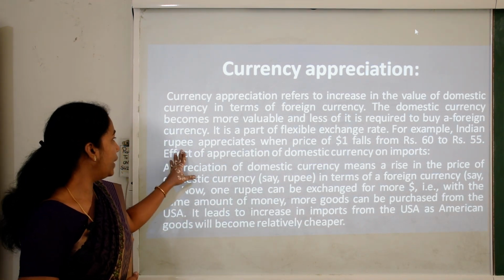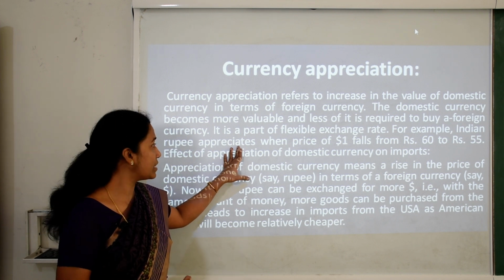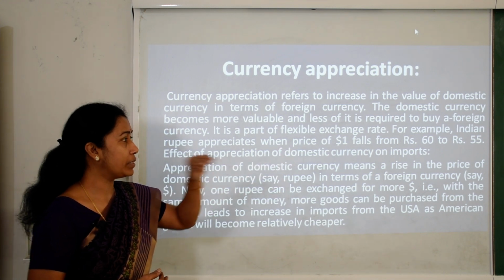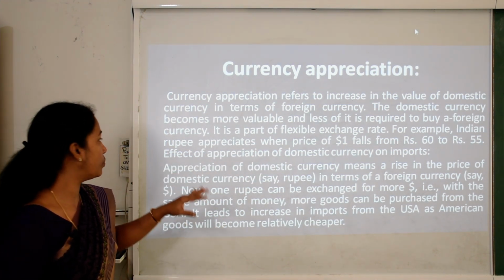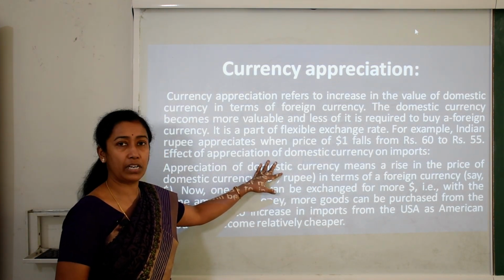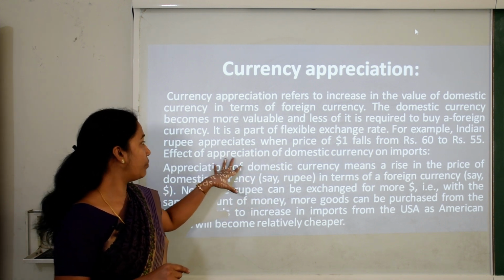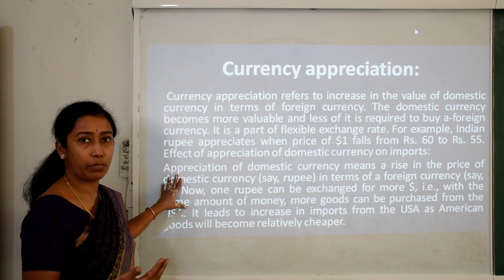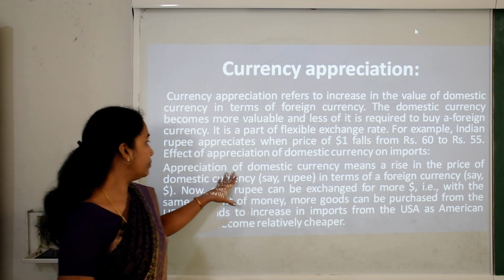For example, the Indian rupee appreciates, that means the value of the Indian rupee increases, when the price of $1 falls from rupees 60 to rupees 55. Now, the effect of appreciation of domestic currency on imports. If currency appreciation is there, then it will have an effect on our imports. Our imports will increase. Why? Because we require less amount to purchase imports from another country.